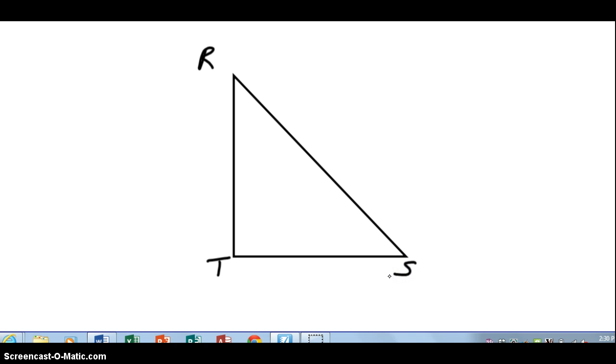Okay, so what do we want here? What is the measure of the exterior angle at S? What does the word exterior mean? Outside. So can I extend this side right here? Yes, you can. We know this is 90, right? Yes. And do they tell us anything else? No. Does the word isosceles mean anything? Yeah, it means these two are equal. So you're saying RT is congruent to TS, right? Yeah.